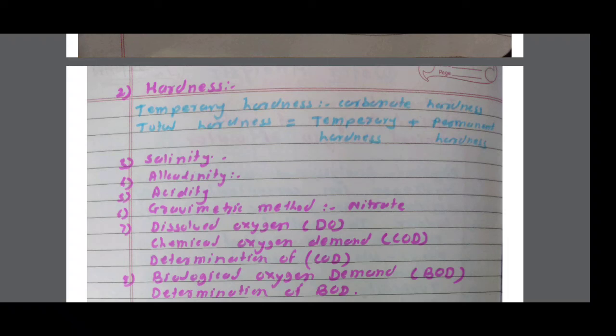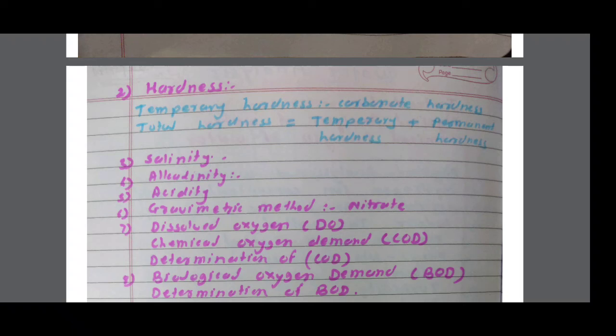If necessary, filter the sample, and the end point is pink to colorless. Then add a few drops of methyl orange indicator and continue the titration till the end point is obtained, that is yellow to red. Then total alkalinity, denoted by T, is the sum of phenolphthalein alkalinity and methyl orange alkalinity. This is the alkalinity.